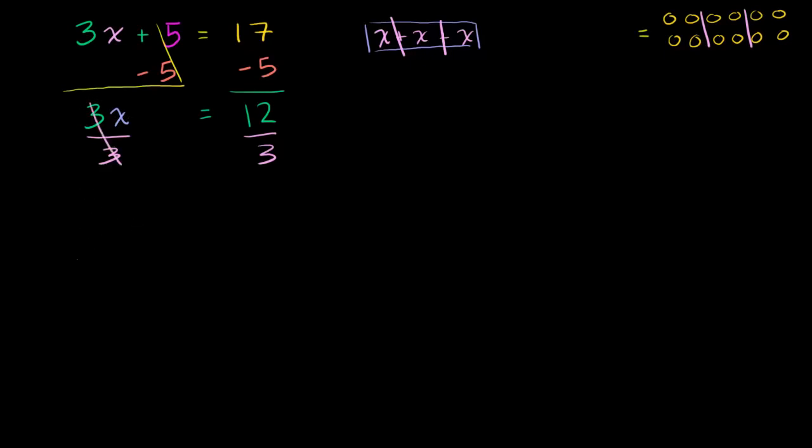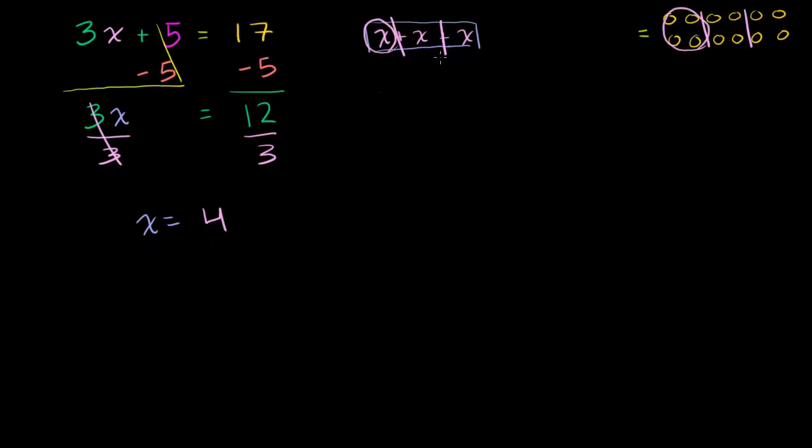So you're left with x is equal to, and then 12 divided by 3 is 4. You get x is equal to 4. And you get that exact same thing over here. When you divided 3x into groups of 3, each of the groups had an x in it. And when you divided 12 into groups of 3, each of the groups have a 4 in it. So x must be equal to 4.